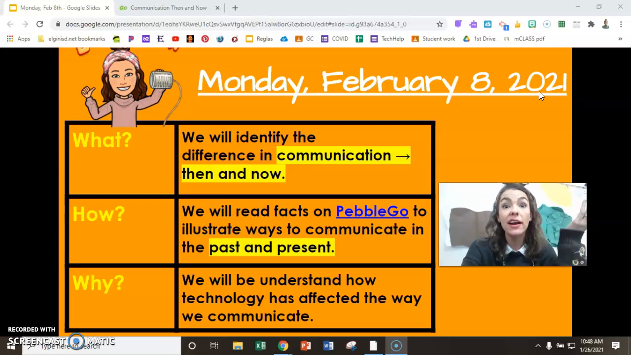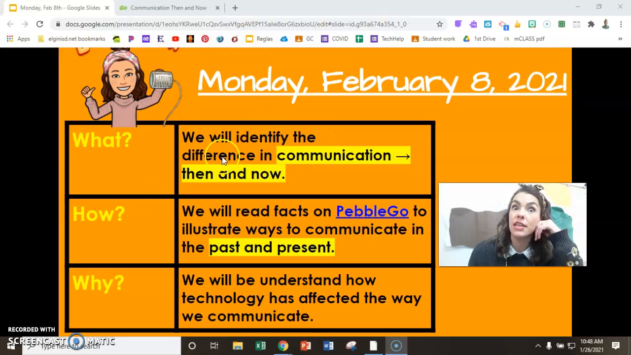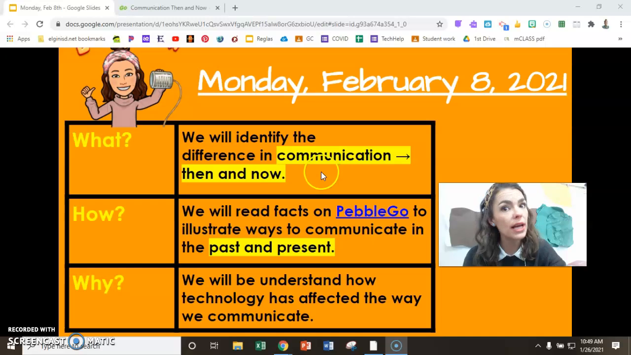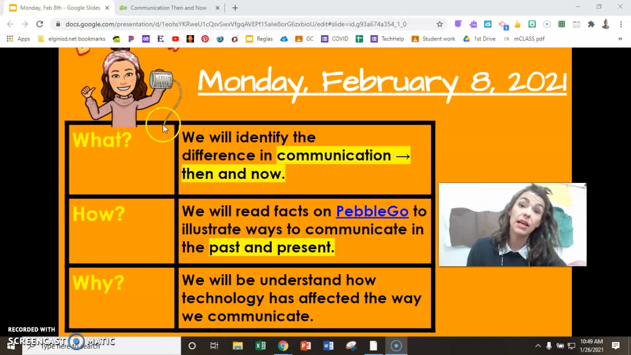What are we doing? We will identify the difference in communication then and now. Look at this big long word with the letter C. Read it with me, please. Communication. Whoa! One more time. Communication. What is communication? Here's a little clue.